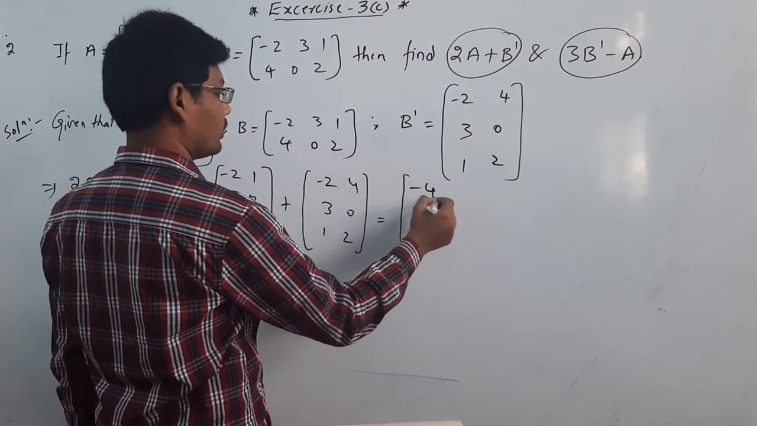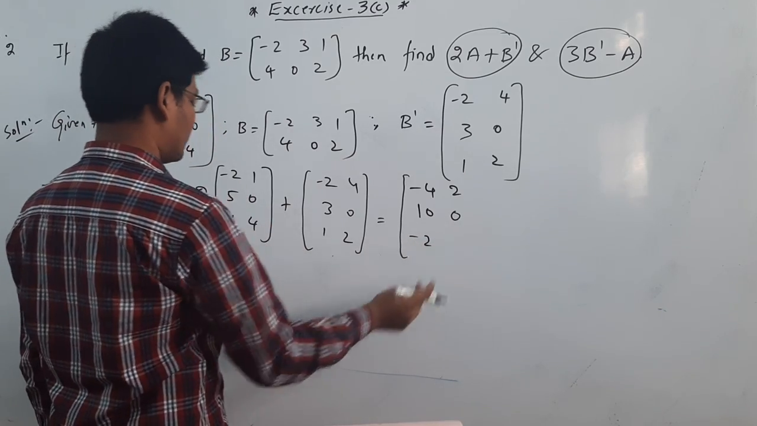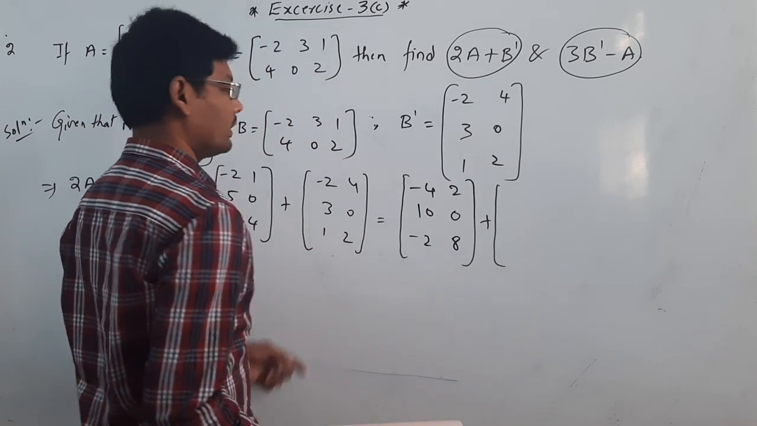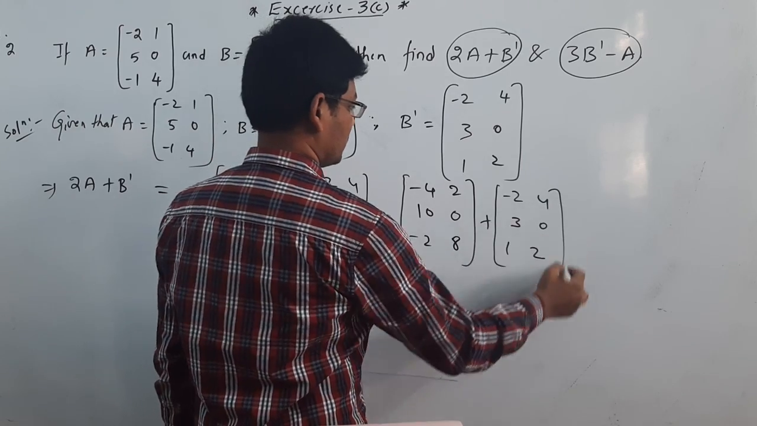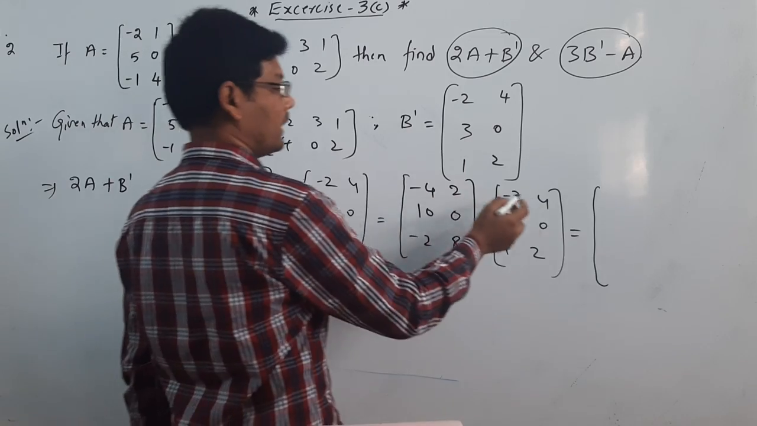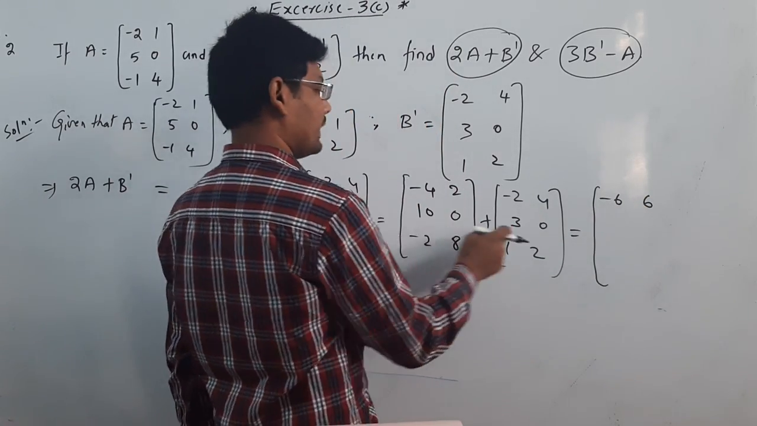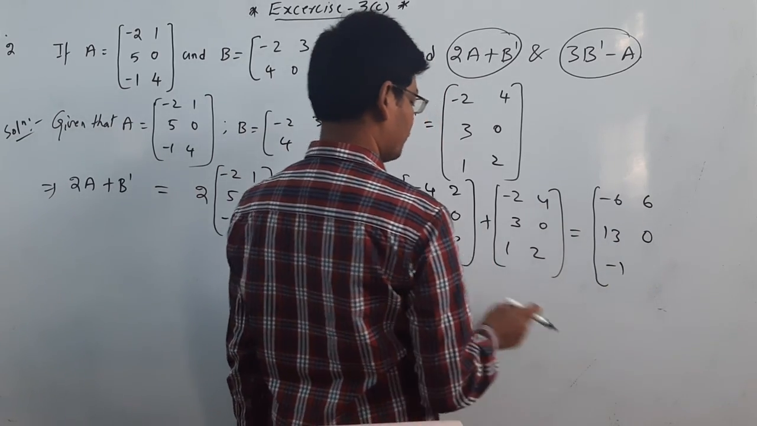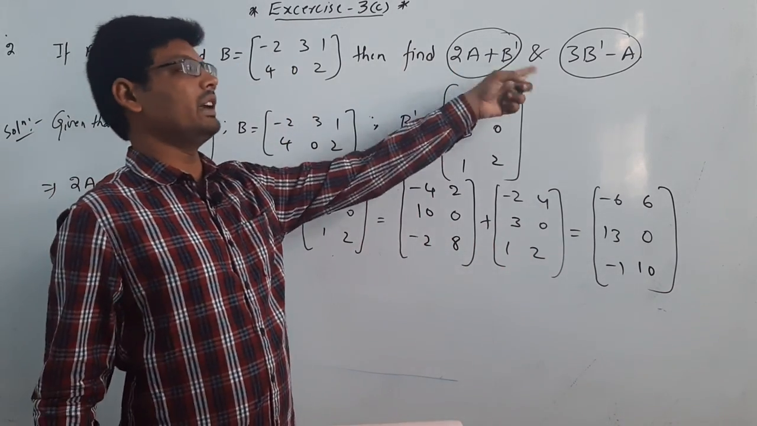2 into minus 2 is minus 4, 2 into 5 is 10, 2 into 0 is 0, and 2 into minus 1 is minus 2, 2 into 4 is 8, and finally you need to write the B dash, minus 2 4 3 0 1 2. This is B dash. Let's add the corresponding elements of the two matrices: minus 4 minus 2 minus 6. Directly I am writing 2 plus 4 that is 6, and 10 plus 3 that is 13, 0 plus 0 is 0, and minus 2 plus 1 is minus 1, 8 plus 2 is 10. This is the solution for 2A plus B dash.